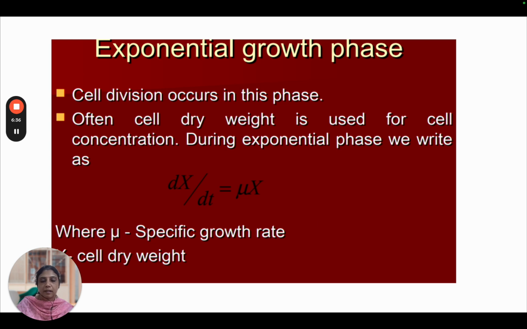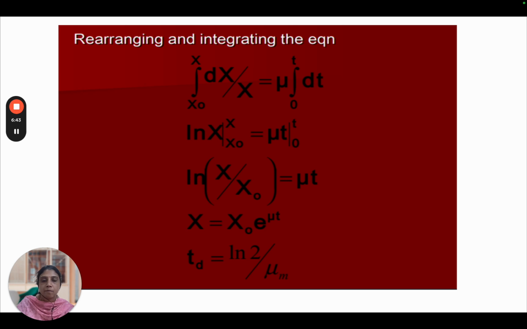It is given by the formula dx/dt = mu x, where mu is the specific growth rate and x is the cell dry weight. Rearranging and integrating this equation from time 0 to a particular time, where x naught is the initial inoculum concentration, that is the number of microorganism cells, and x is the number of cells at a particular time t, we get the integral of dx/x from x naught to x equal to mu times the integral of dt from 0 to t.